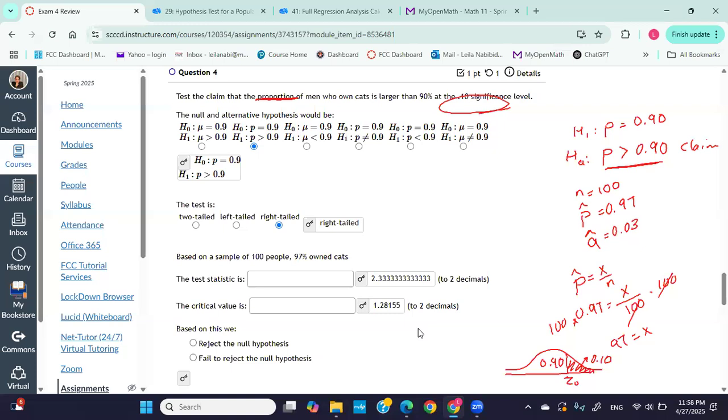Now, when you have 1.28 as the critical value, that means any number greater than that must be rejected. And your test statistic is greater than that. That means you need to reject the null.